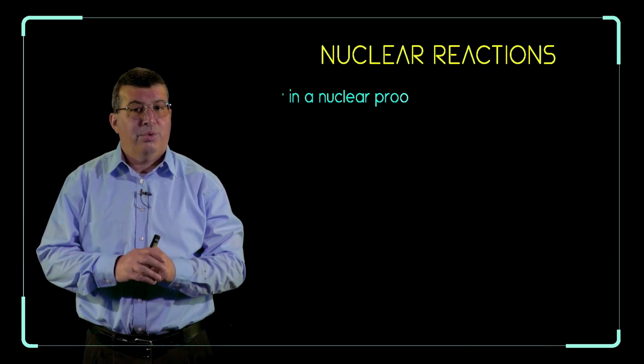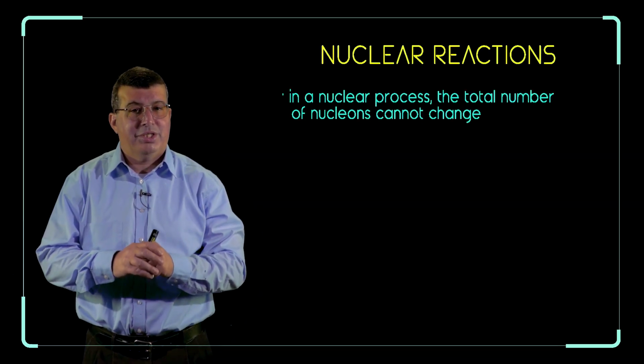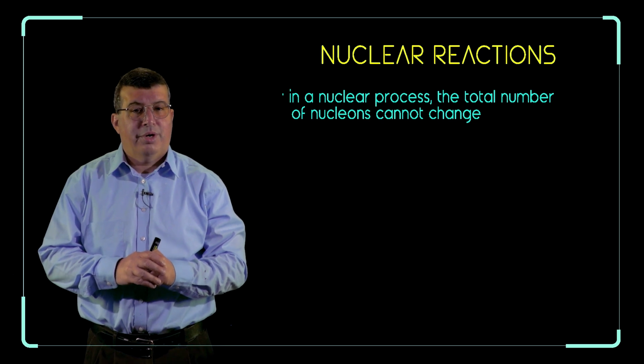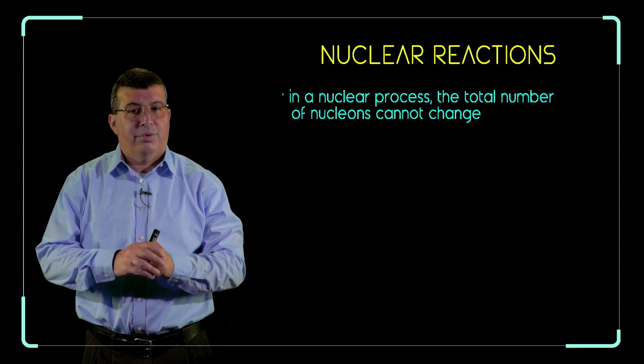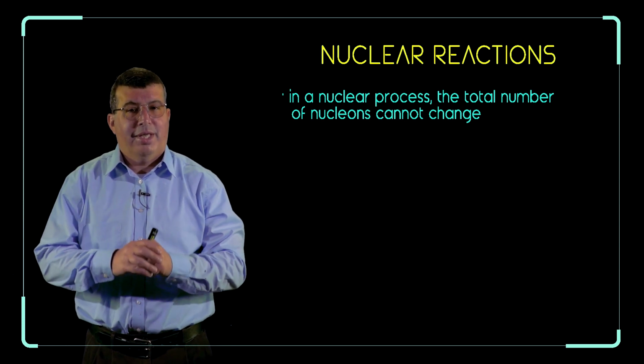In this lesson, we're going to talk about nuclear reactions, which are all the ways that one nuclear isotope can become a different nuclear isotope. The first rule for nuclear reactions is that in a nuclear process, the total number of nucleons cannot change. So the total number of neutrons and protons that we start out with has to equal the total number of neutrons and protons that we end up with.